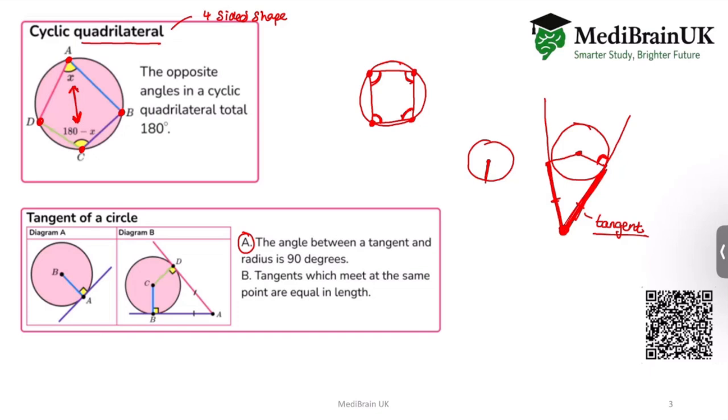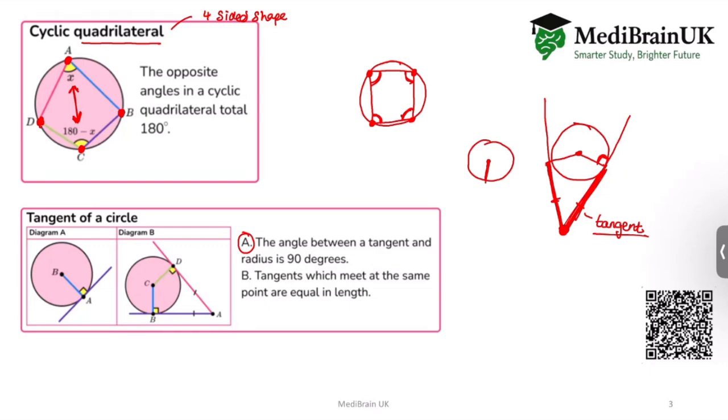Okay, so just to recap, we've got a cyclic quadrilateral. All that means is you've got a four-sided shape, a quadrilateral, sitting inside a circle. And all the corners of the quadrilateral are touching the edges of the circle. So as you can see, you've got points A, B, C, and D. We've got a four-sided shape and all four corners are touching the edges of the circle.